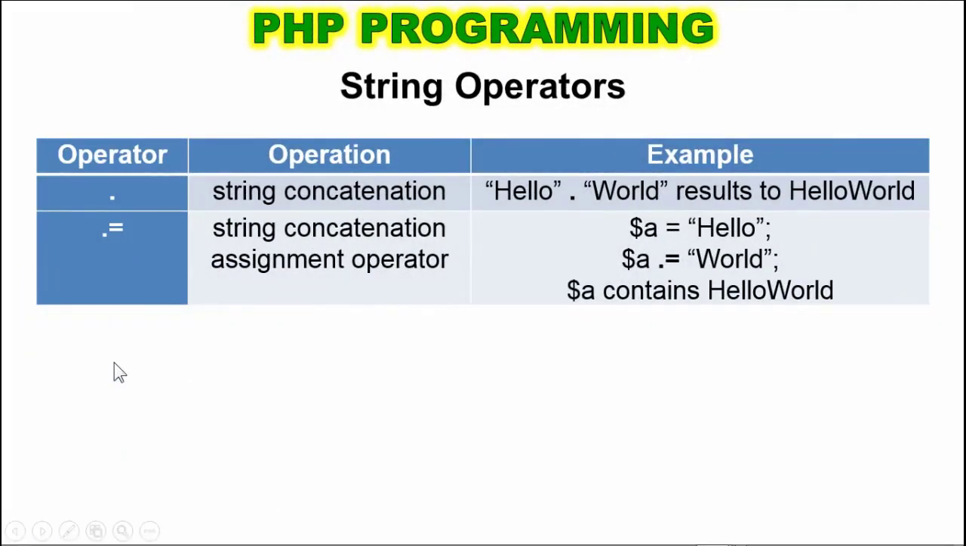We also have string operators. The symbol period in PHP concatenates two strings. For example, we have the string hello followed by the string concatenator period with another string world, and the result of this will join the two, and it will now have hello world.